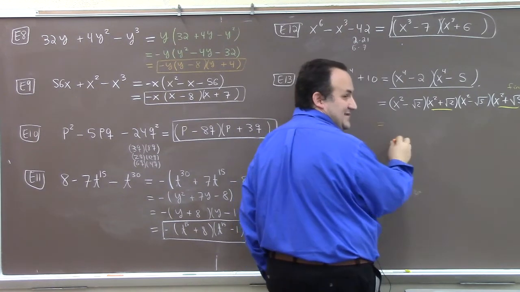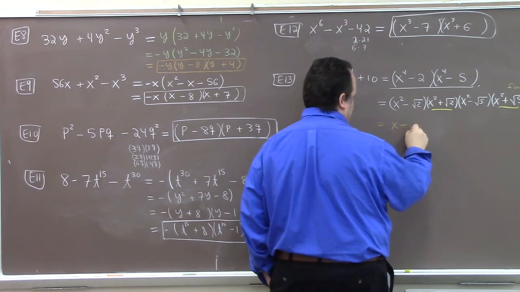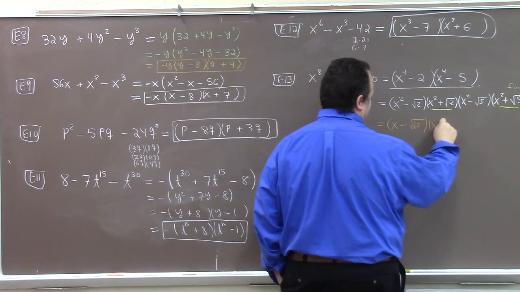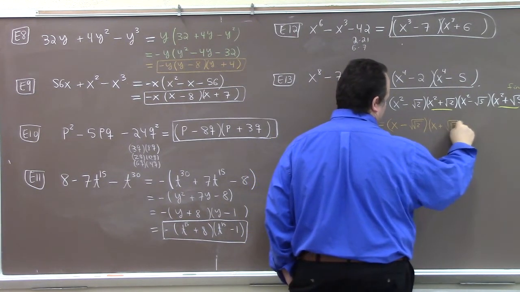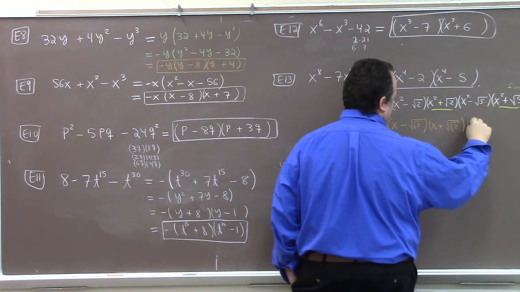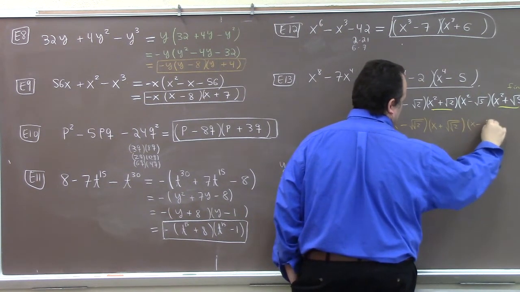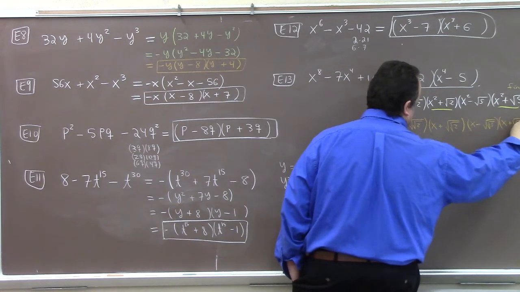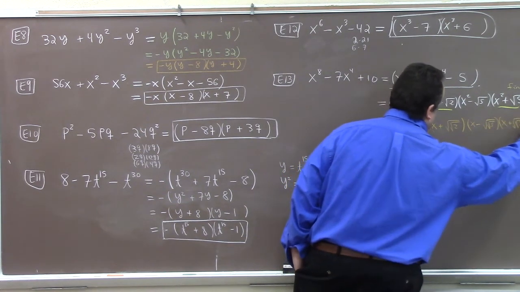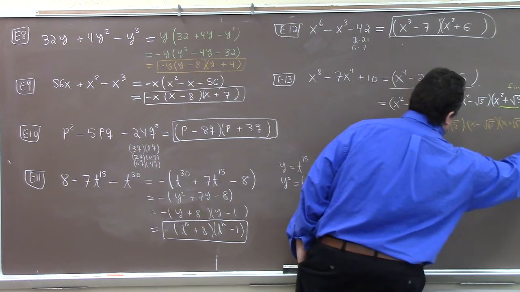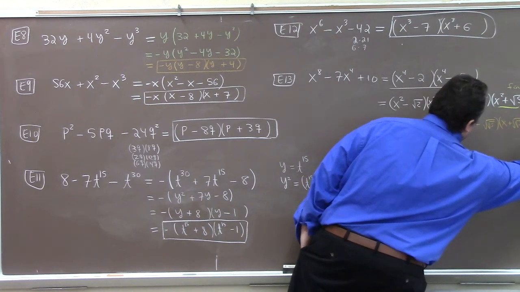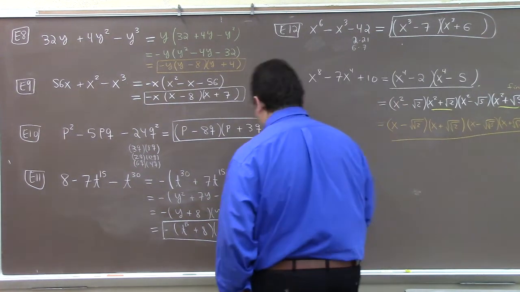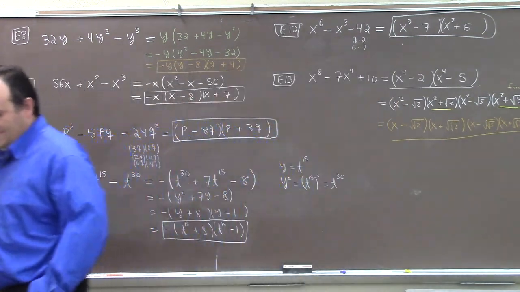So as hideous as this is, x minus the square root of the square root of 2, you don't like that, plus the square root of the square root of 2, x minus the square root of the square root of 5, x plus the square root of the square root of 5, times x squared plus the square root of 2, x squared plus the square root of 5. There you go.